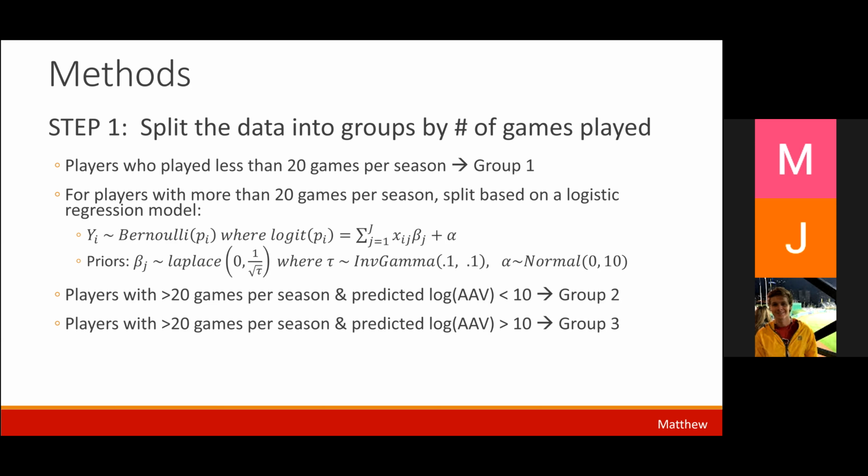After we created group one, for the remaining players who played more than 20 games, we decided which group they were in based on a Lasso logistic regression, based on whether we think the annual contract value will be less than $10 million or greater than $10 million. The $10 million threshold was chosen mainly through trial and error, figuring out what worked best to split the groups in a way that seemed reasonable.